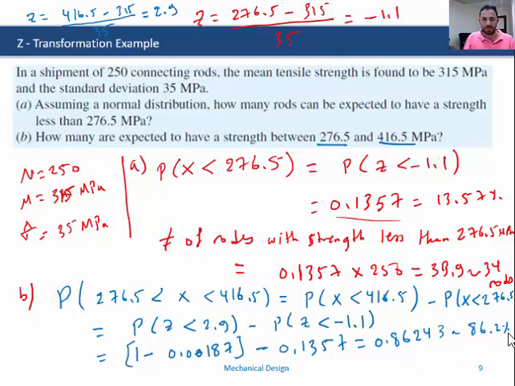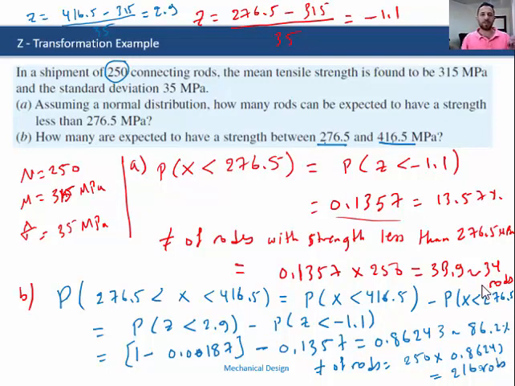So in order to convert this percentage into number of roads, we multiply by the total number of roads. Okay, so the number of roads with a strength between 276 and 416 is 250 roads multiplied by this percentage, 0.86243, which is approximately 216 roads. Okay, so we have 216 roads with a strength between 276 and 416 megapascal.